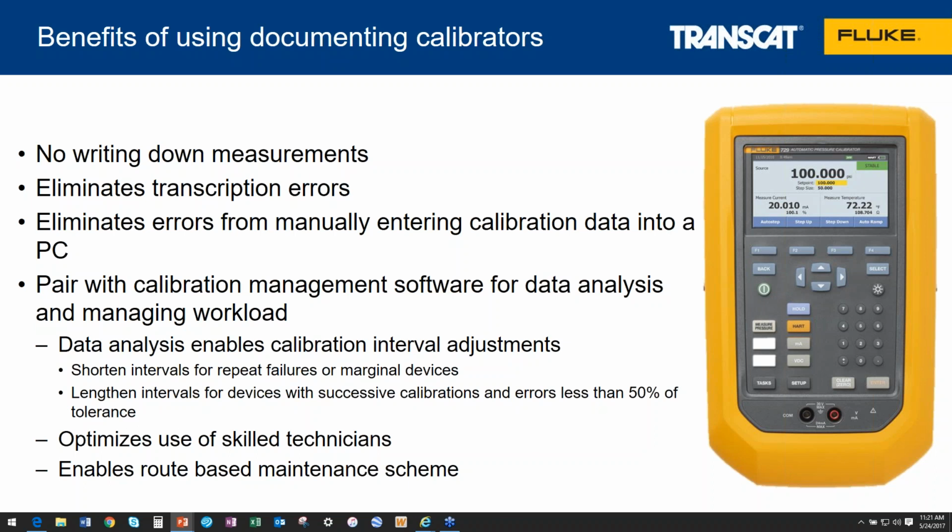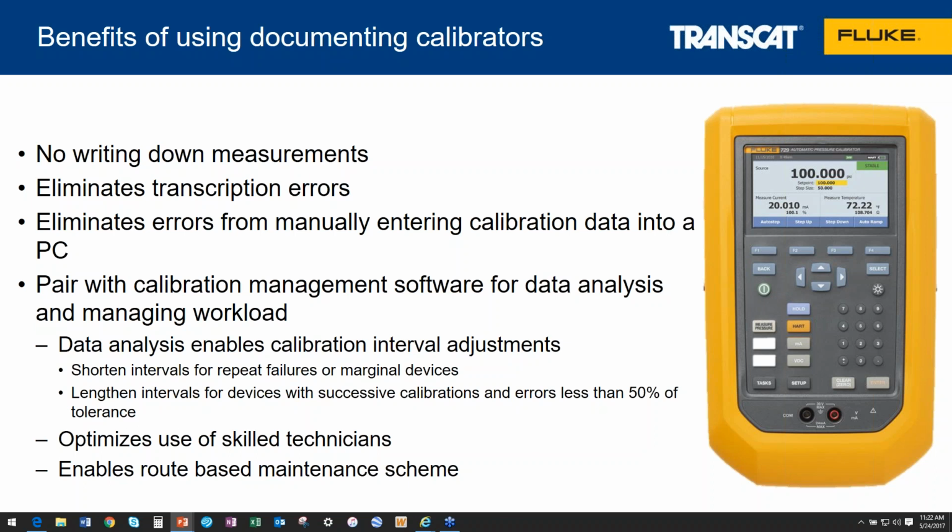If you pair a documenting calibrator with calibration management software, that enables data analysis and better management of the calibration instrumentation workload. Also, with data analysis, it enables calibration interval adjustments. In the event that you have bad actors, you can shorten the intervals for devices that have repeat failures or are marginal. You can shorten the intervals so the deviation at the end of the calibration cycle is less. Or for devices that are repeatedly less than 50 or 20% of their specification, you can lengthen the intervals and basically give the particular device or tag less calibration effort to maintain its performance within the expected accuracy.